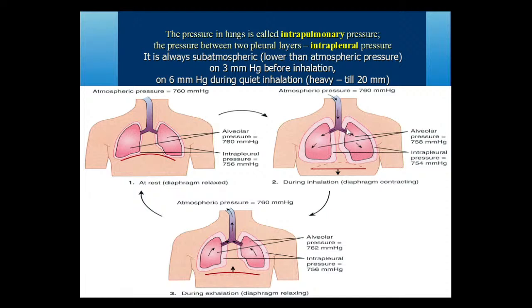This intrapleural pressure is always subatmospheric. It means that this pressure is lower than atmospheric pressure by 3 millimeters of mercury before inhalation. During quiet breathing, inhalation decreases this pressure by 6 millimeters of mercury, and during forceful inhalation, this difference can achieve 20 millimeters.